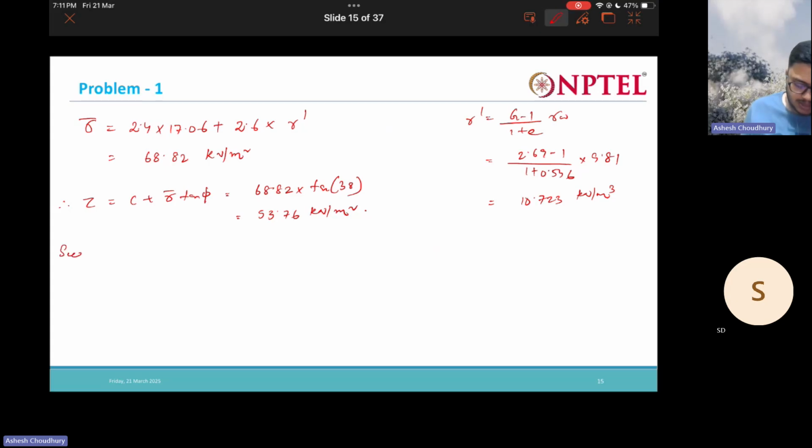Now, second case, if the water table rises to the ground level, then this one will be 5 into 10.7.